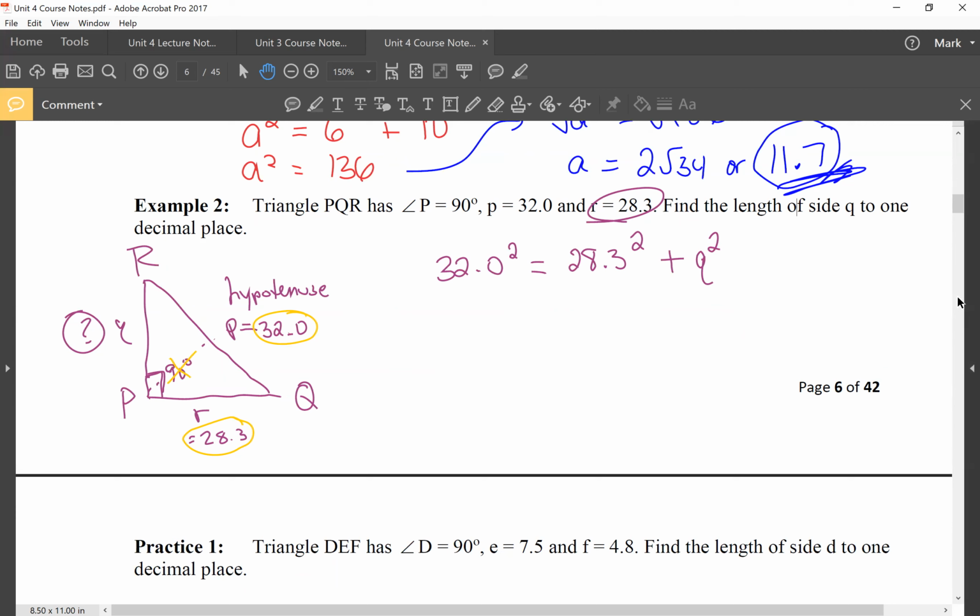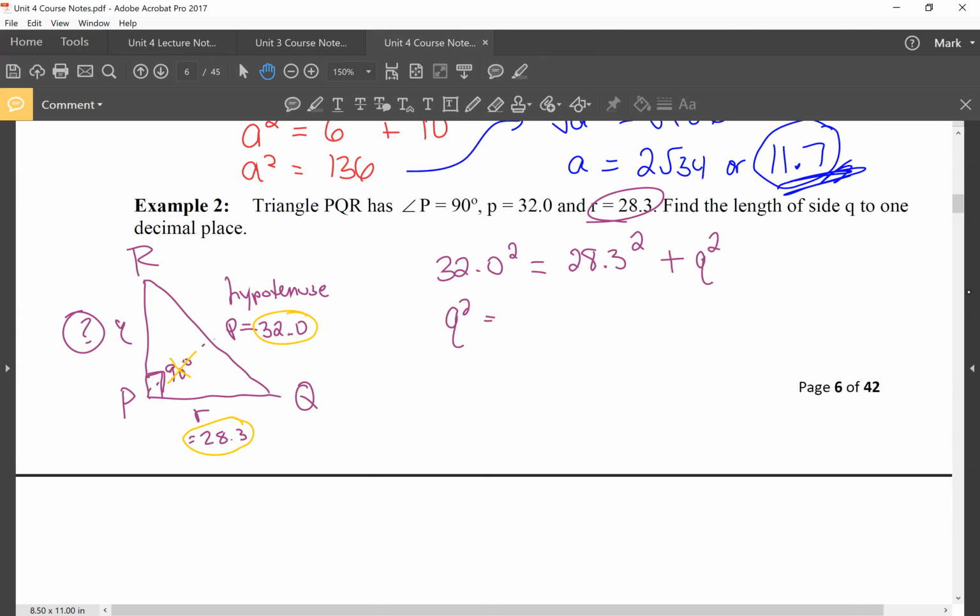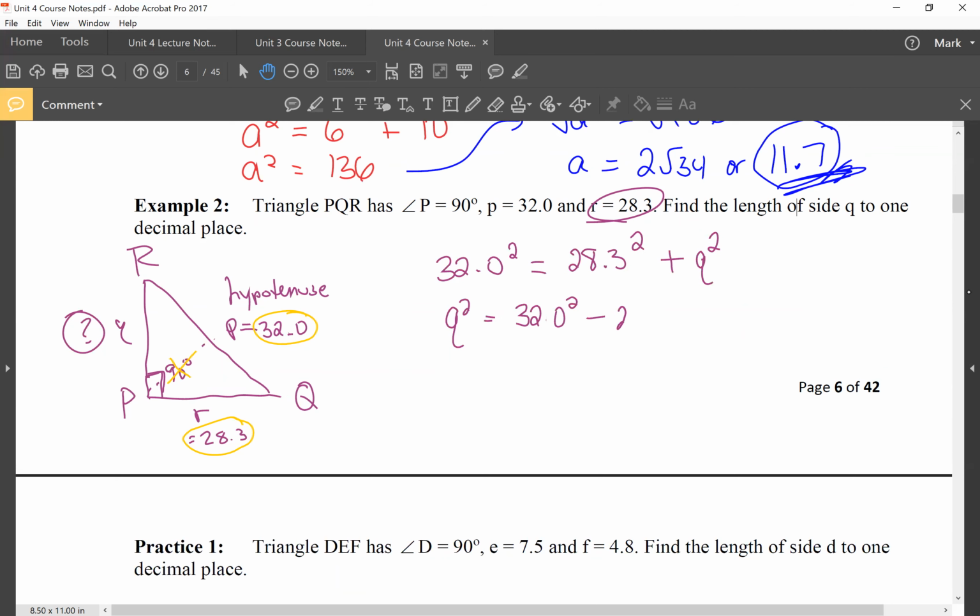Now, I just want to solve for q. We know how to solve for q. We just did this in the last chapter. I'm going to take the square root of both sides. But let's simplify this first, right? Let's make our lives a lot easier. So what I'm going to do is put the q here, and it's going to equal 32 squared minus 28.3 squared. That's just algebra. I hope I don't have to review that. I moved the 28.3 over, and it became negative. And you guys know me, I like my variables on the left. So q squared equals 32 squared minus 28.3 squared.